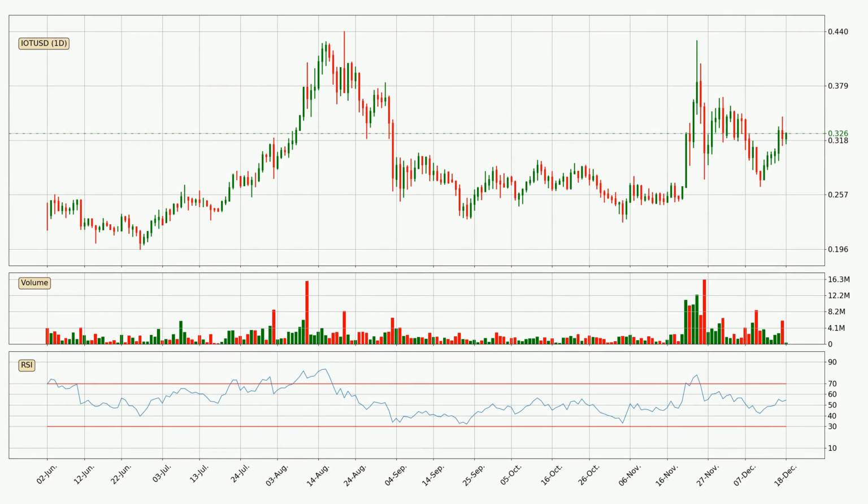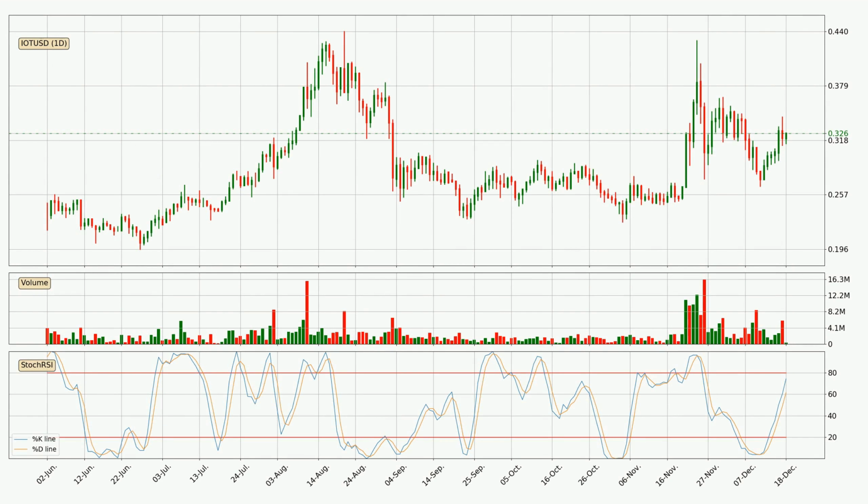Moving to the daily relative strength index, the current daily RSI is at 55, so it doesn't show signs of overbought or oversold conditions at this point. Looking at the daily stochastic RSI, there are no signs of the stochastic RSI being oversold or overbought at this time, but the %K line is over the %D line, which means the current trend is to the upside.